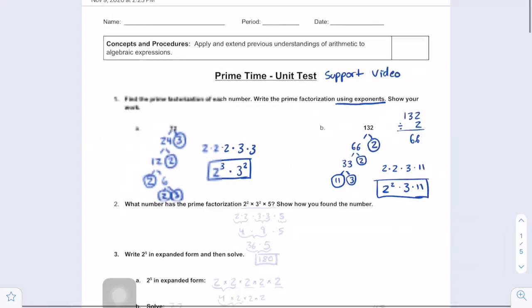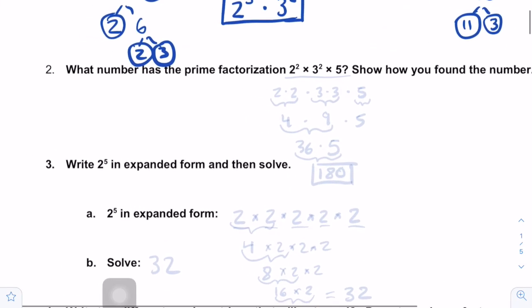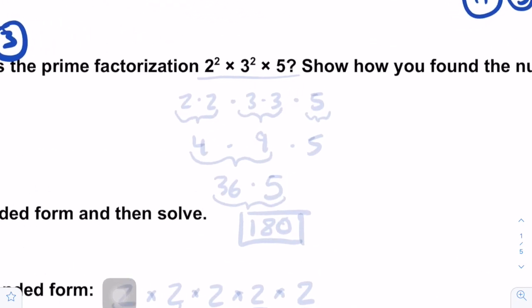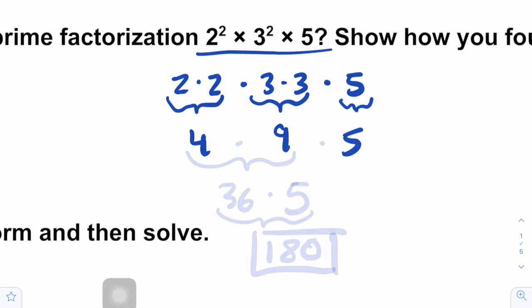Number 2 says, what number has the prime factorization 2 squared times 3 squared times 5? And we have to show how we found the number. To do this problem, I'm going to expand our expression here. I'm going to write this out as 2 times 2 times 3 times 3 times 5. And I'm going to multiply 2 times 2 first to get 4. I'm going to multiply 3 times 3 to get 9. I'm going to bring down that 5 to get 4 times 9 times 5.